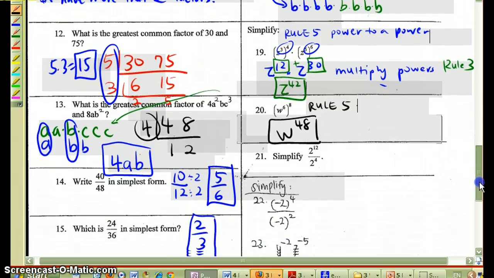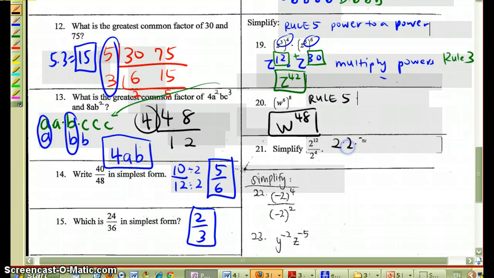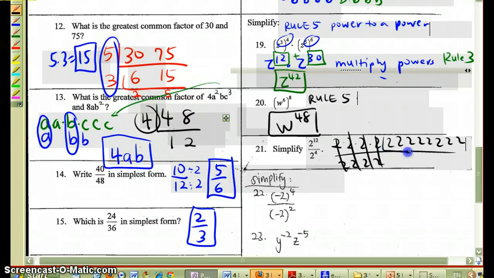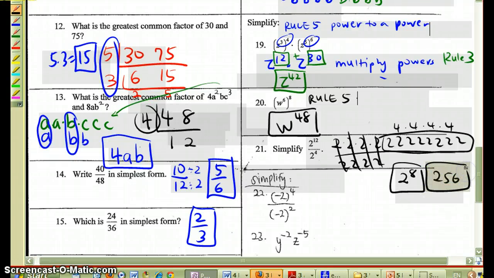Number 21, I can expand it out by writing 2 to 12 of them, okay, and then write 4 of them at the denominator. So I'm going to cross out the ones I don't need, and if I count how many are left here, there are 8 of them, which means that there's 2 to the 8th power, okay? And the simplified answer would be 4 times 4 times 4 times 4, which would actually give me 256 as the most simplified answer, okay?